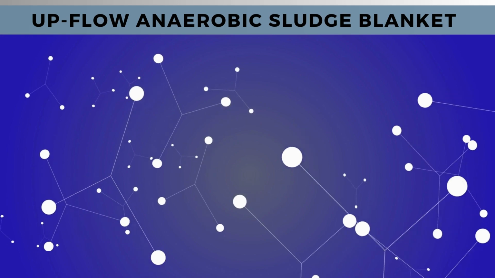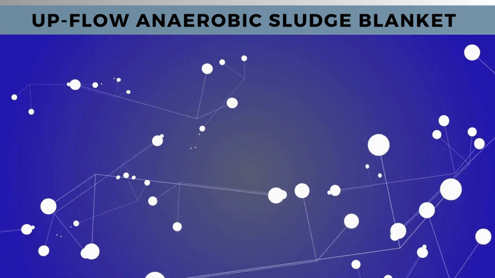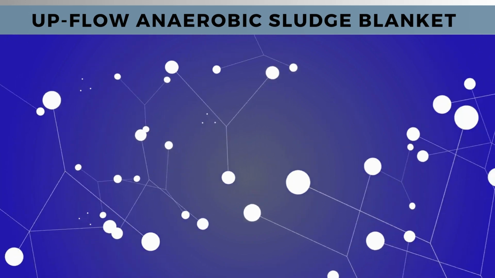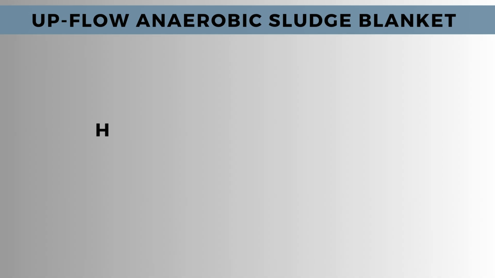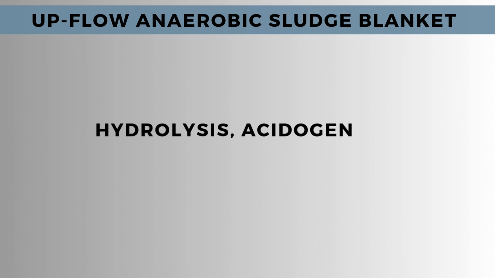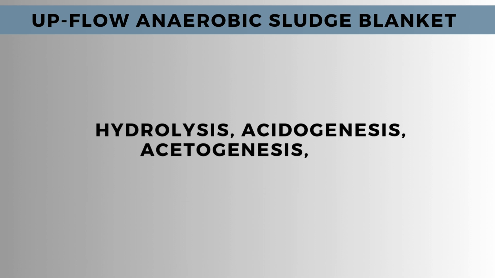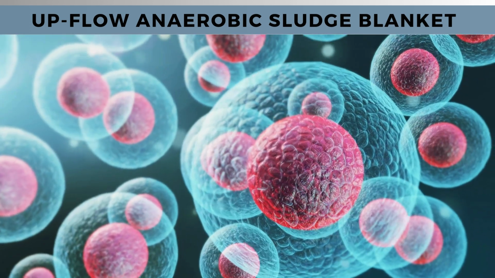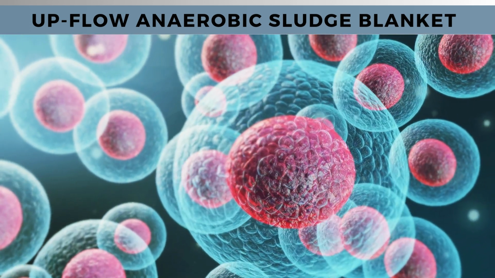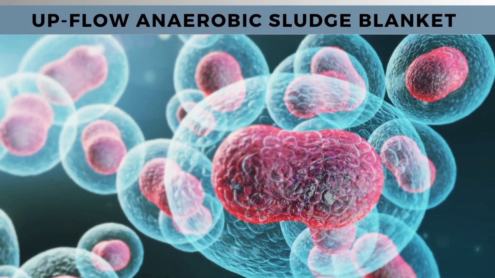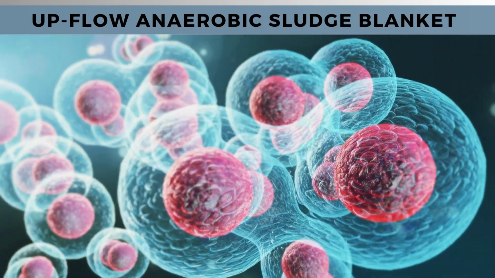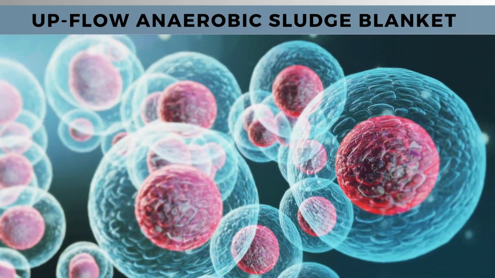The key biological process in the upflow anaerobic sludge blanket reactor is anaerobic digestion, which consists of four steps: hydrolysis, acidogenesis, acetogenesis, and methanogenesis. The process begins with breaking down complex organic material into simpler compounds, which are eventually converted into methane and carbon dioxide by methanogenic bacteria.